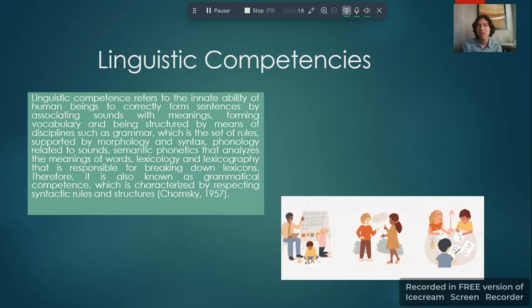For that, first we need to know what linguistic competence is. Linguistic competence refers to the innate ability that all humans have to learn the language, to create structures, to associate sounds with meanings, and to create the rules of the language. In a simplified way, it is all the information that we need to learn about the language when we are born.